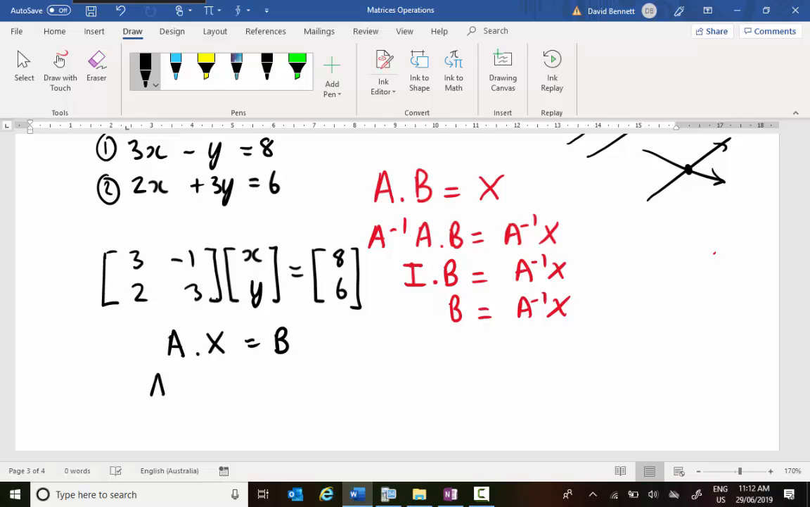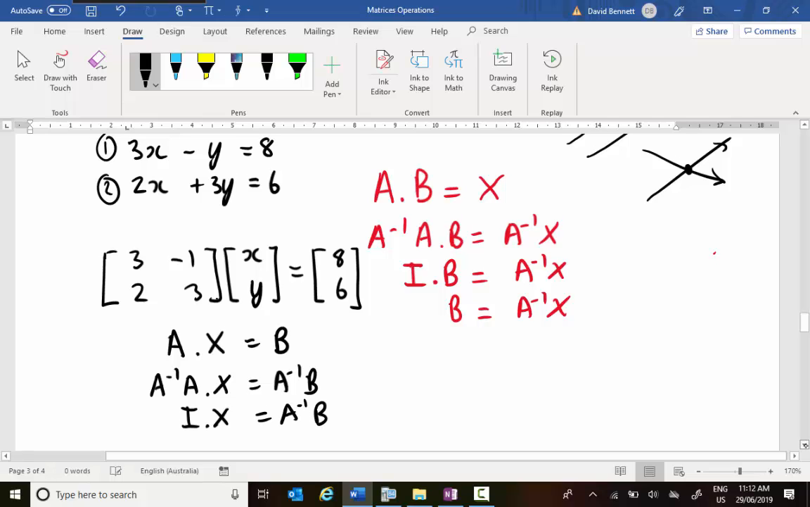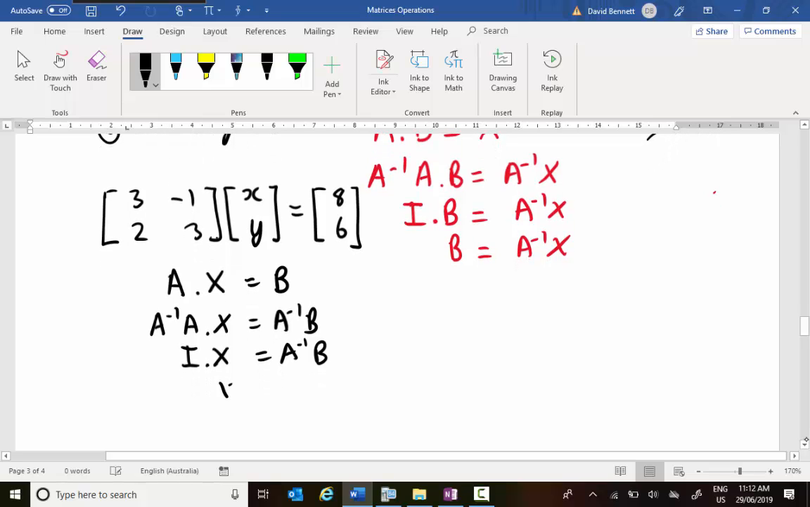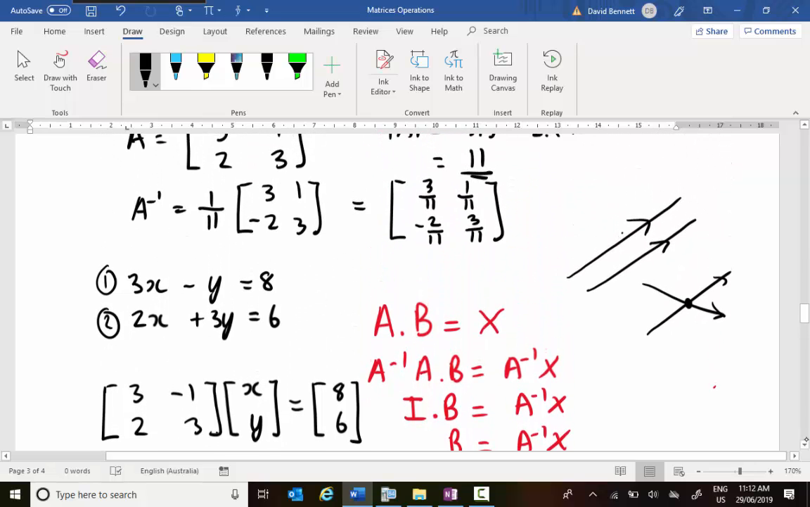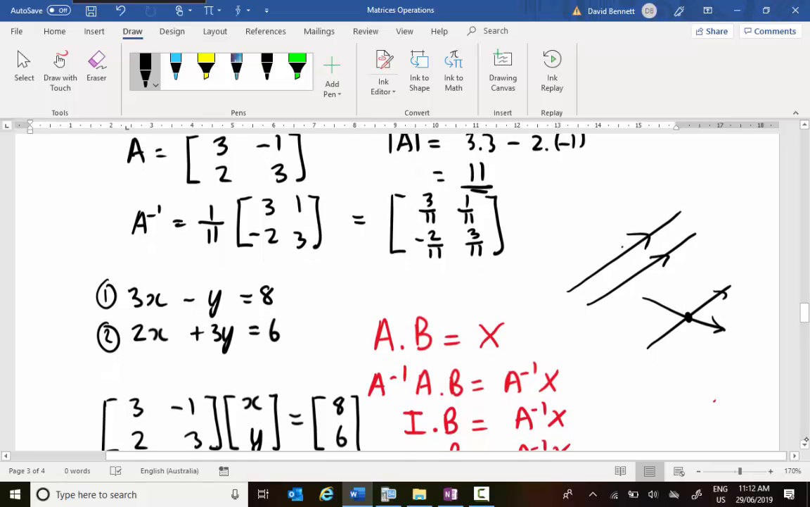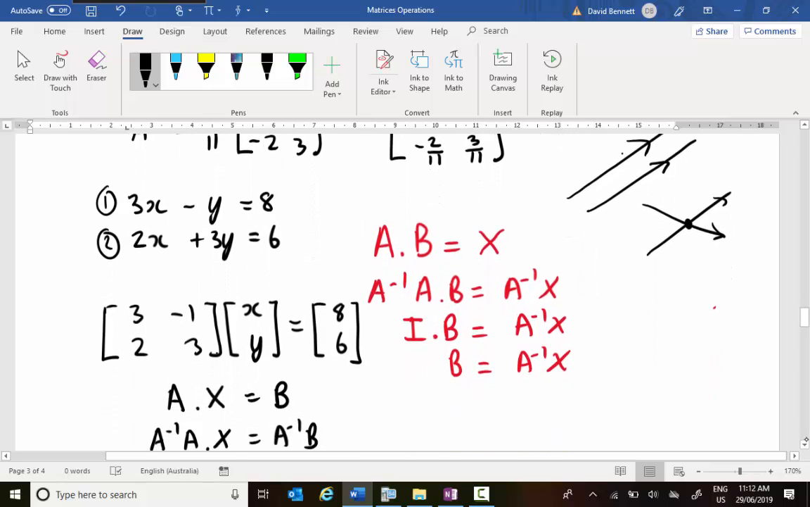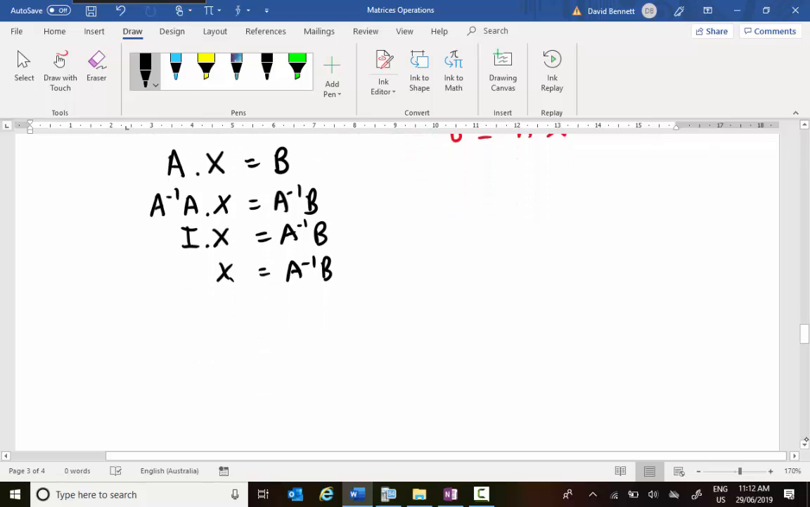I'm going to do the same algebra. Inverse of A times A times X equals inverse of A times B. We know that's equal to I times X, that's equal to the inverse of A times B, and therefore X is equal to the inverse of A times B. And so therefore I can get my answer. Now, if you look at a previous video, I've actually worked out what the inverse of A is for that particular matrix, so I'm going to use that over here. That's what you'd have to do.